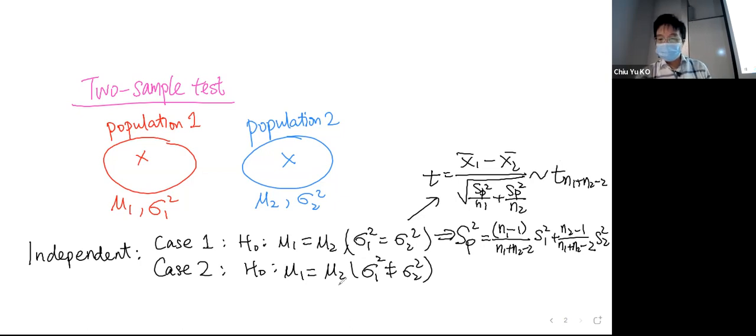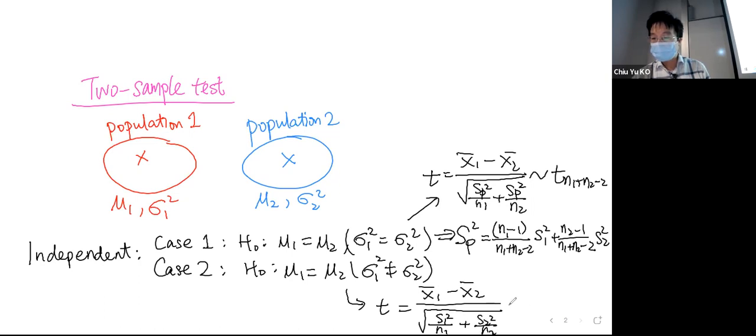That's what we covered. And under the unequal-variance case, the test statistic is x bar 1 minus x bar 2 over the square root of S1 square over N1 plus S2 square over N2, and that's T with V degrees of freedom, where V is given by a very complicated formula.